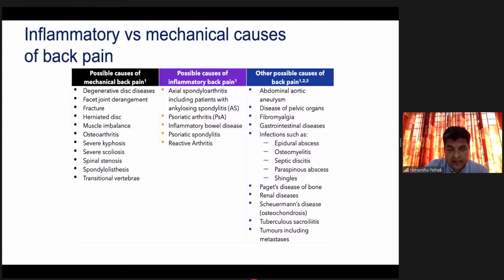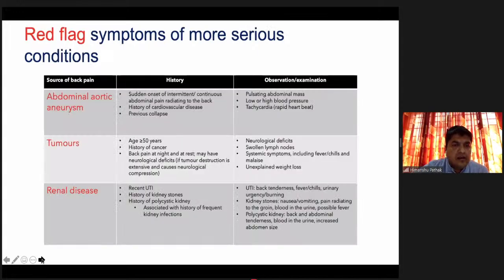And then other causes. I think those causes are more important for an internist, but we should know about them. Like back pain coming from abdominal aortic aneurysm, back pain from pelvic issues, fibromyalgia, coming from gastrointestinal issues. So what are the red flags? Essentially, when we see a patient of low back pain, these are the points which we should not be missing. If back pain is coming from abdominal aortic aneurysm, the history would be sudden onset, continuous back pain.